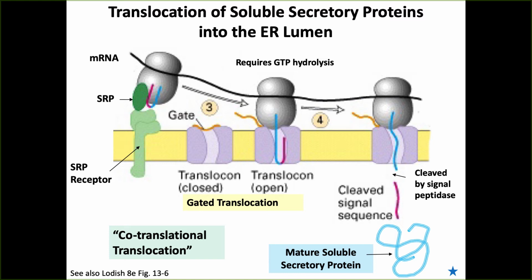Again, the two important factors: you have an SRP, which binds to the signal sequence and brings it to an SRP alpha beta receptor, which transfers the protein to the translocon. The translocon is the channel, a very large multi-pass protein, which transfers the protein into the lumen of the endoplasmic reticulum. So now you have the folded, mature, soluble secretory protein.